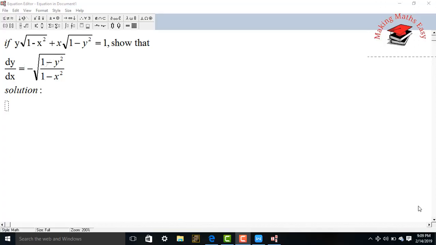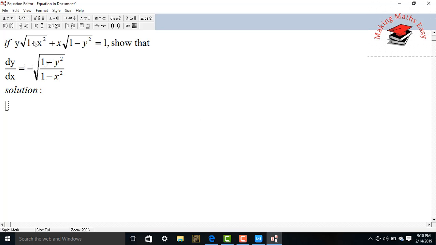In this sum we have the following: if y into the square root of 1 minus x square plus x into the square root of 1 minus y square is equal to 1, then we have to show that dy by dx is equal to negative root of 1 minus y square divided by root of 1 minus x square. So we have to prove it.